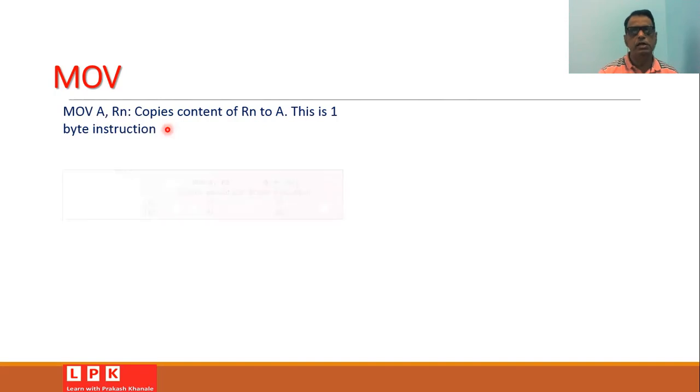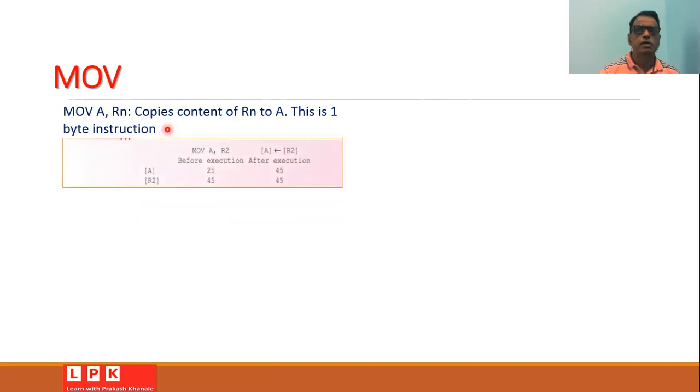This instruction is a 1 byte instruction. For example, suppose the content of A is 25 hexadecimal and the content of R2 is 45, and we execute the instruction MOV A, R2. After execution, one can easily find that the content of R2, that is 45, will be copied to A, and the content of R2 will remain as it is.